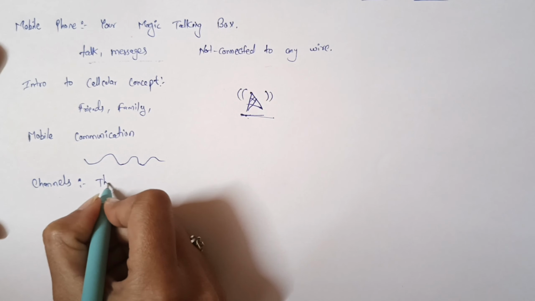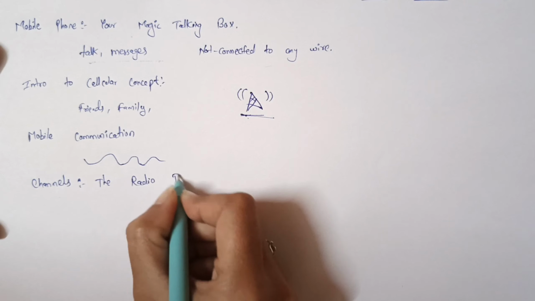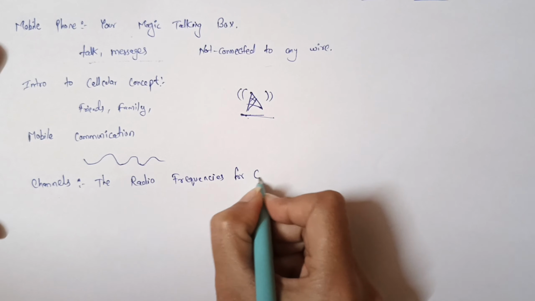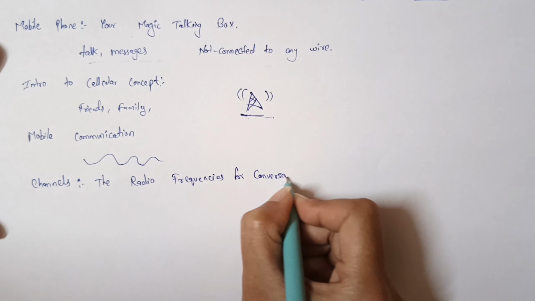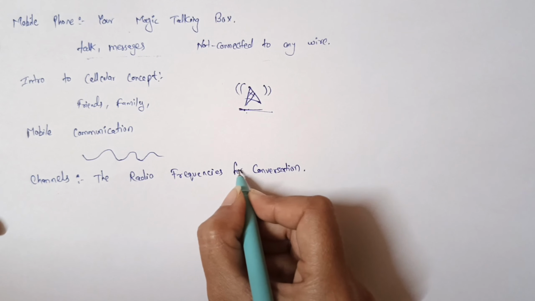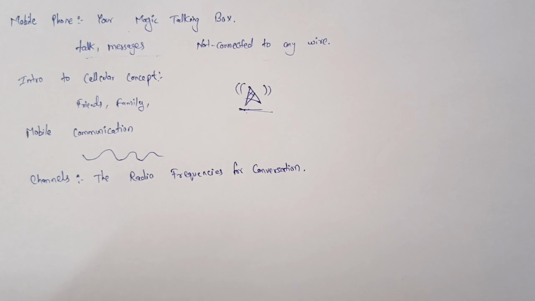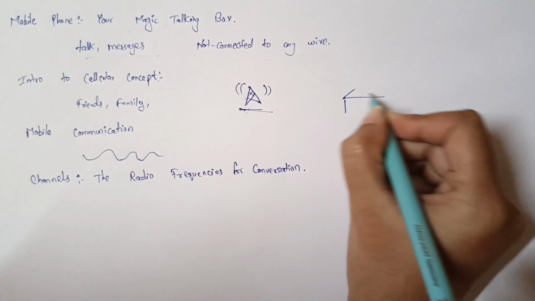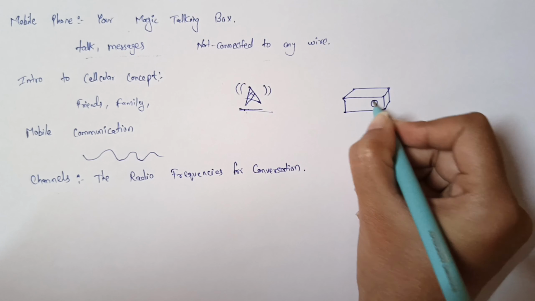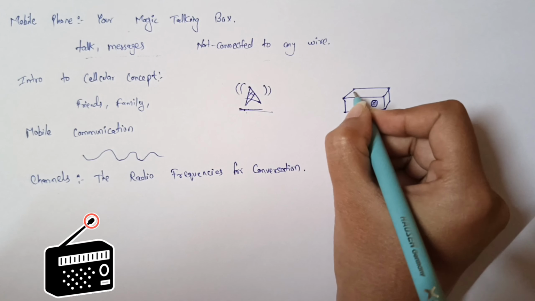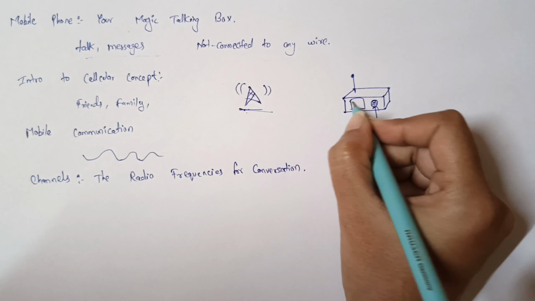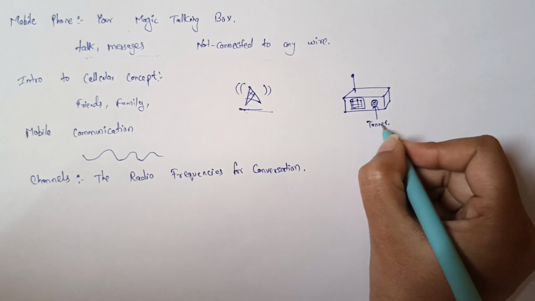Now, what is a channel? Let me explain it in an easy and clear manner. So the channel uses radio frequencies for the conversation. How is it possible? Let us consider you have this radio, which is rarely found in anyone's house nowadays. So this is a radio and this is the tuner, by using which you change your frequency, right?